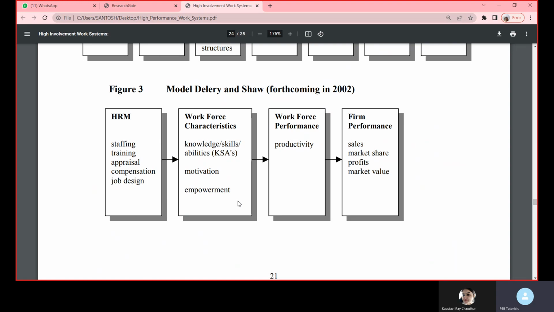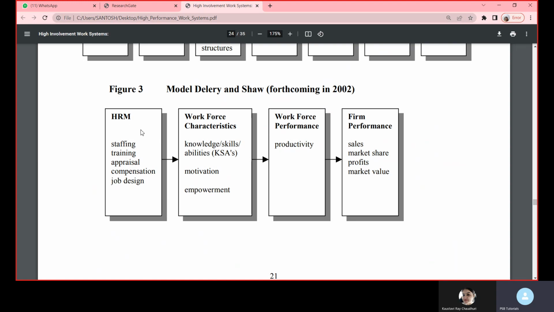Now these characteristics of the workforce are actually extracted from the human resource management strategy, right? Like the knowledge part, the skills part, how we motivate our people. So the characteristics of the workforce, the employees, are actually getting enhanced by the policies or practices we are following in human resource management, right? And accordingly, workforce performance is observed. So productivity is definitely dependent on the characteristics.